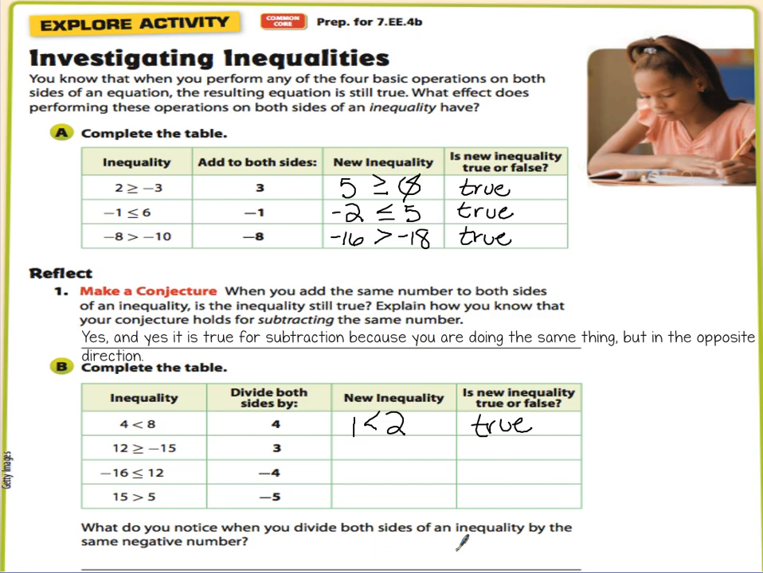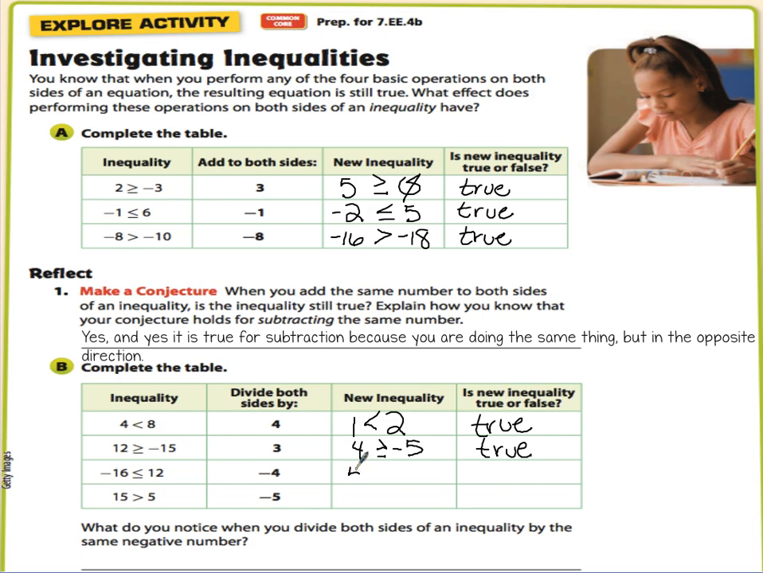Well, 12 divided by 3 is 4, and that needs to be greater than or equal to negative 15 divided by 3, which is negative 5. Is 4 greater than or equal to negative 5? It sure is. Now we have negative 16 and we're dividing it by negative 4.